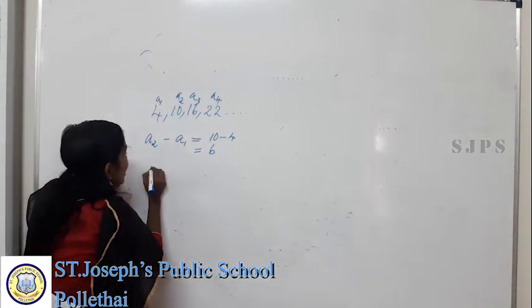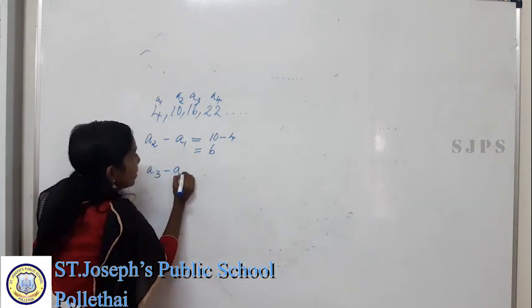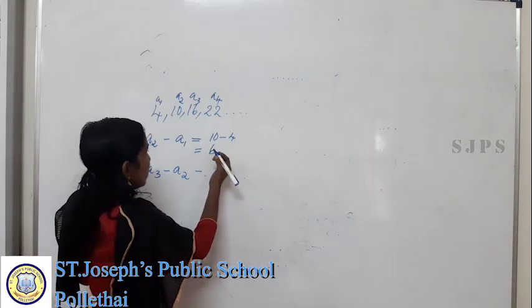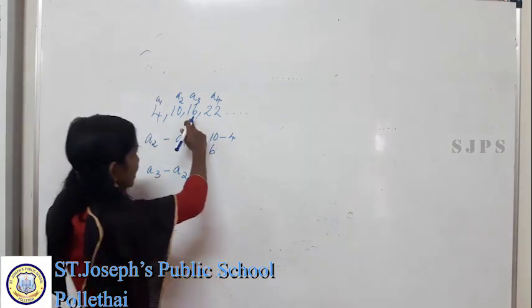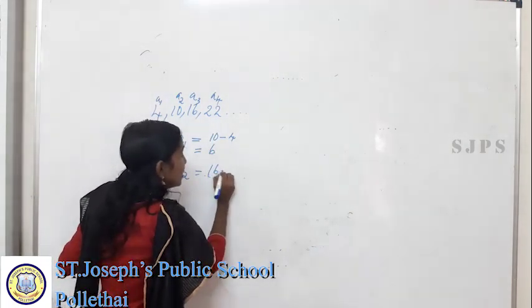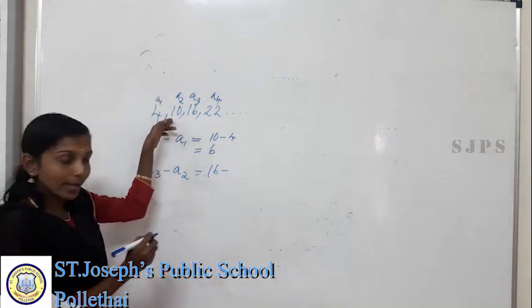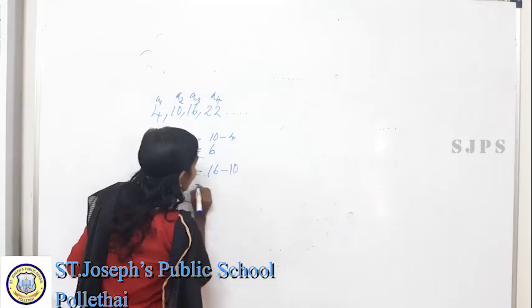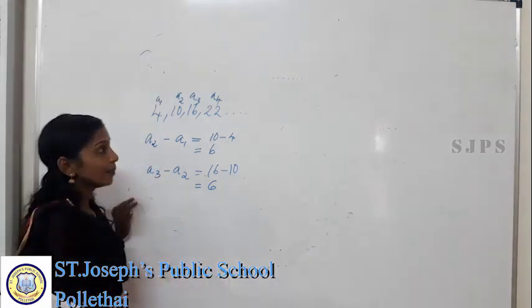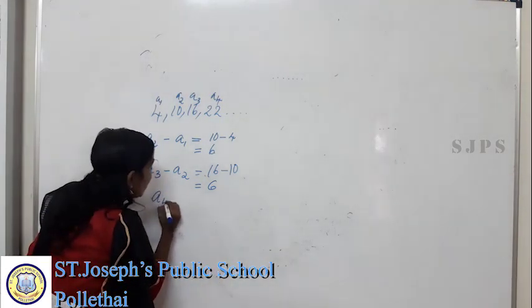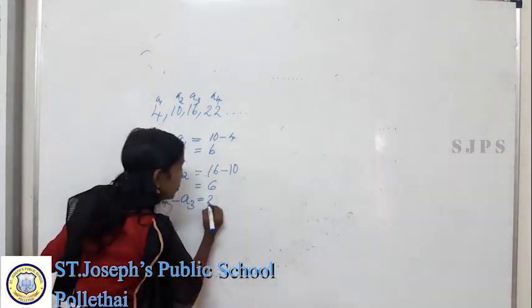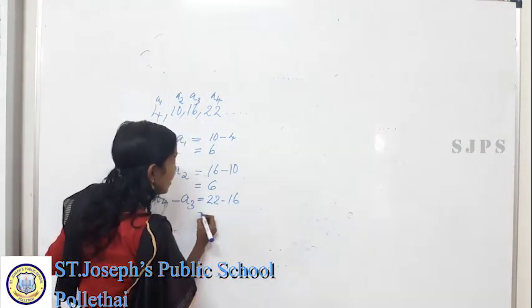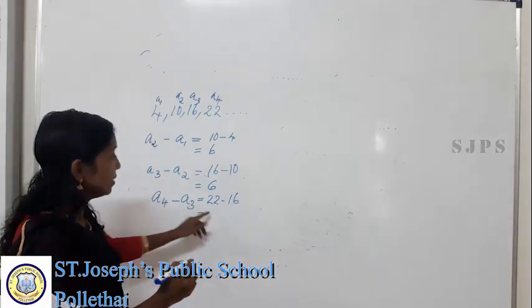And A3 minus A2: the third term is 16, third term minus the second term, 16 minus 10, we get 6 there. Then A4 minus A3, that is 22 minus 16. What we get here? Here we get 6.